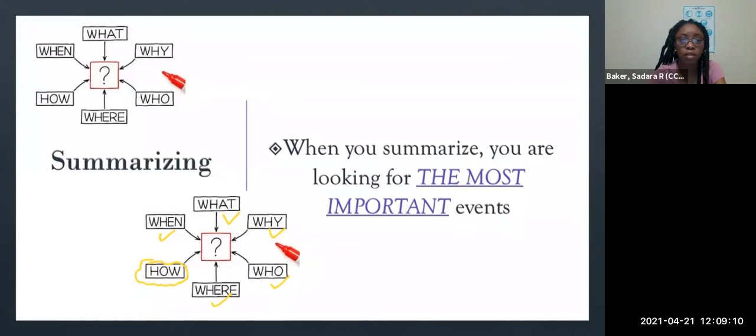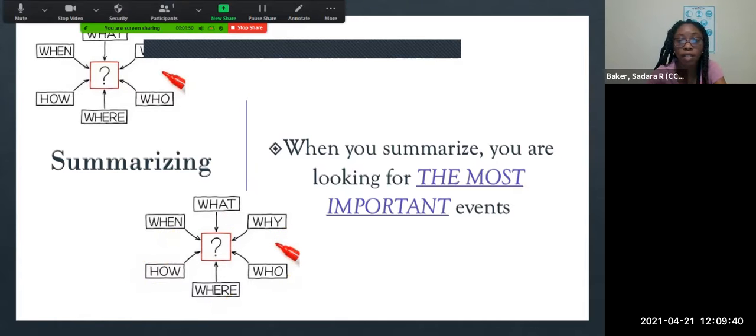Who are the characters in the story? What are they doing? Where have they been? Why does this character feel a certain kind of way? These are the most important events in a story. These are the things that we always need to remember whenever we're reading our text.